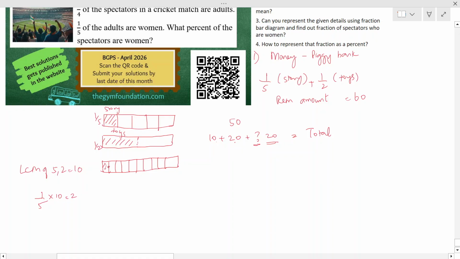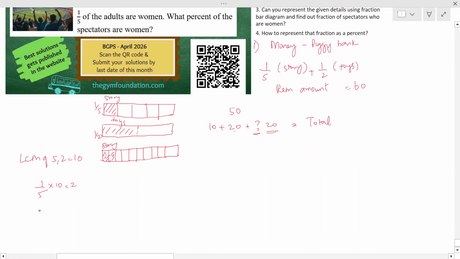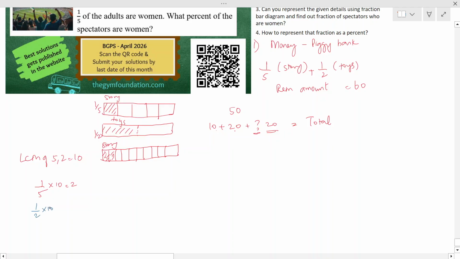So you can color 2 boxes with red and you can say this is storybook. And maybe you can use another color and say, what is half? What is half of 10? Half of 10 is 5 boxes, right? So you can color 5 boxes of this and then say this is toys. So 1/5 is storybook and 1/2 is toys.